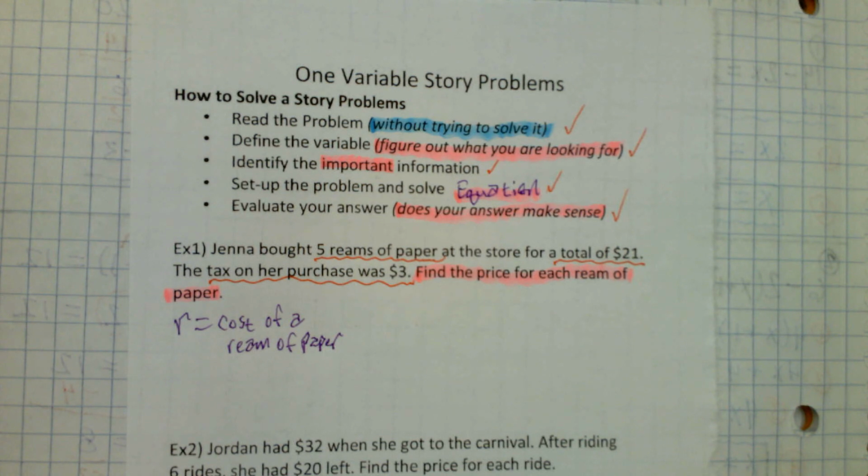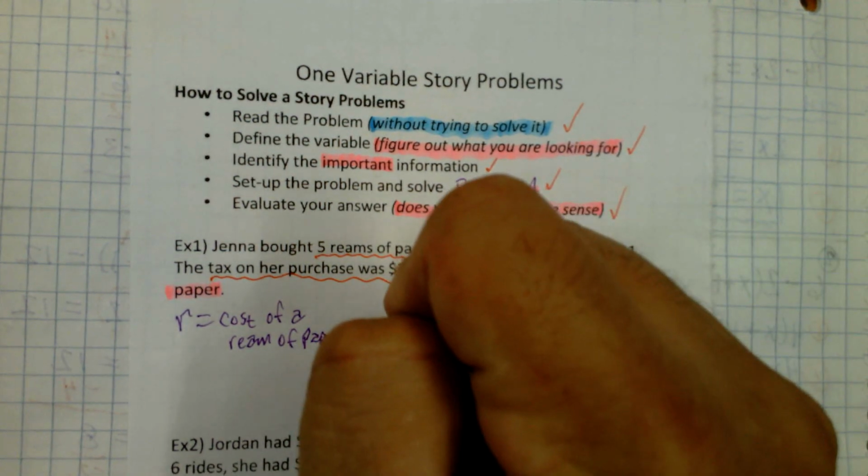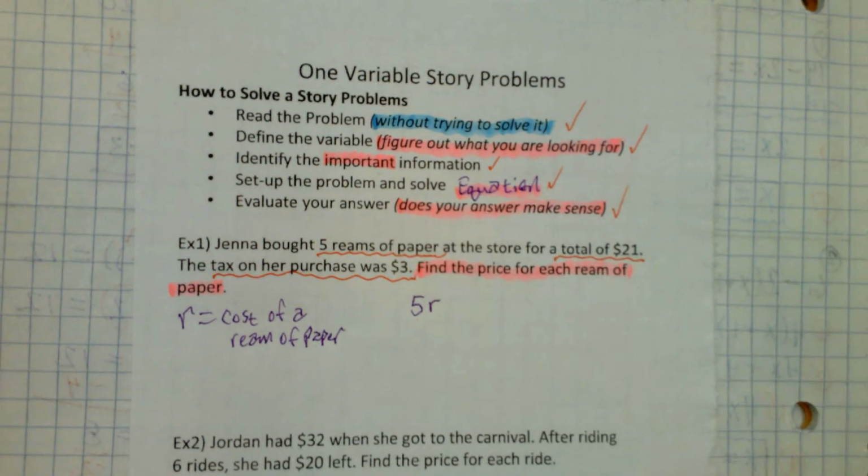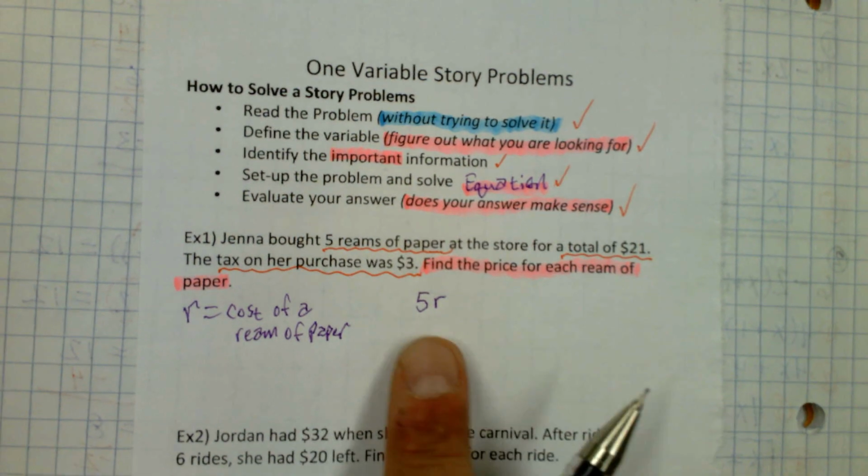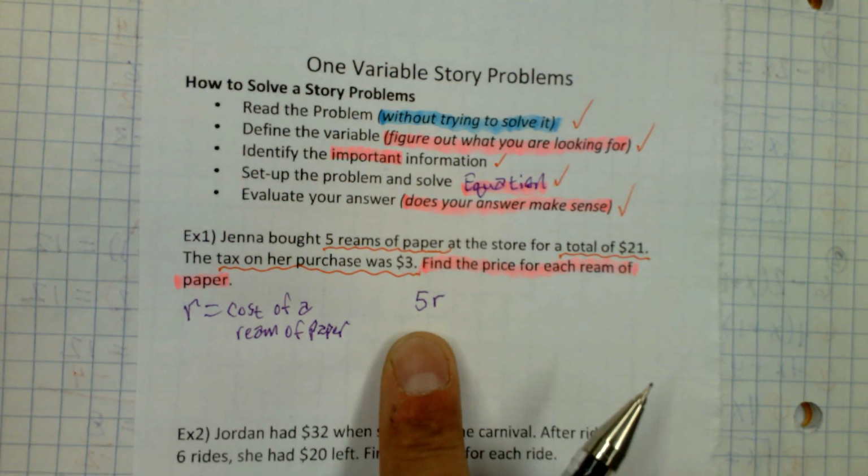The tax is how much she paid on that. But we are using something to represent the amount of money she pays for each ream. It's R. That's why I write it down, because I'm using that to say, okay, I don't know the cost right now, but it's R for right now. So let's set that up. If I pay for 5 reams, it's 5R. This is the cost for the 5 reams.